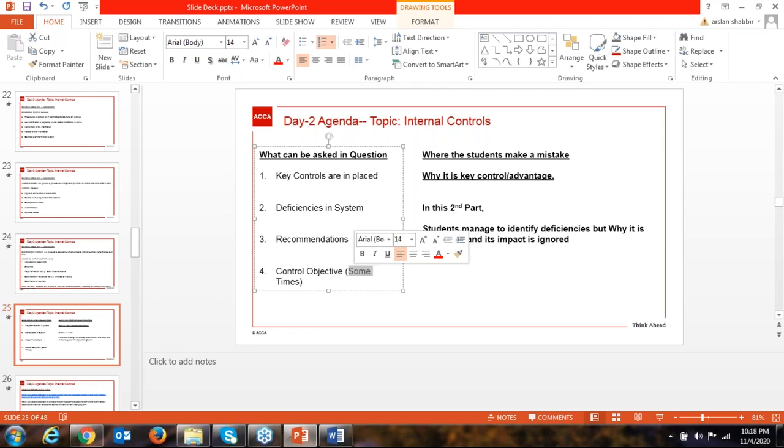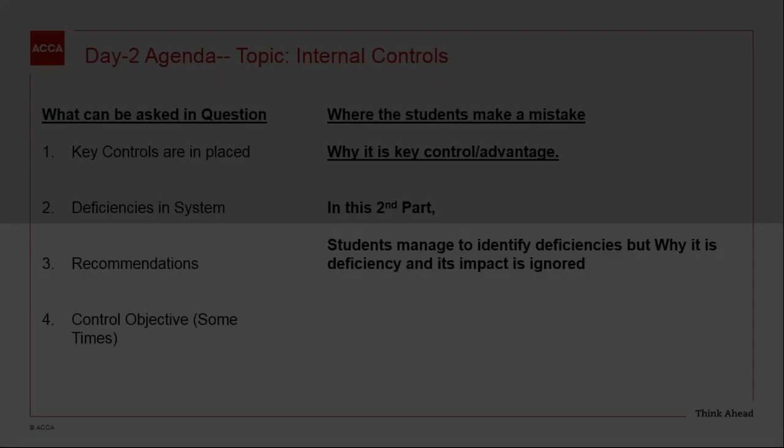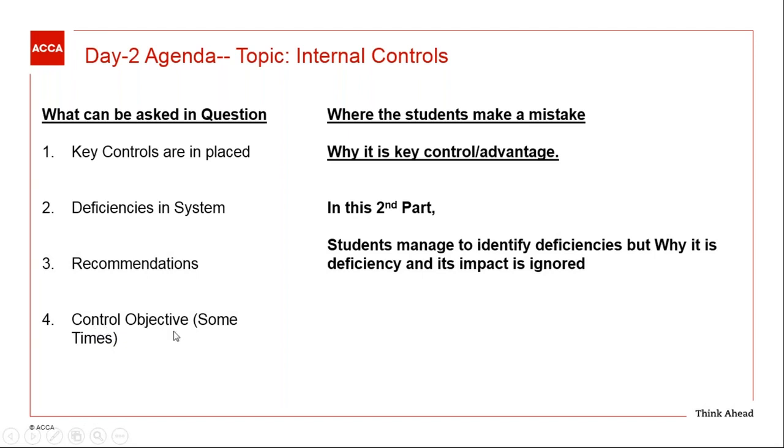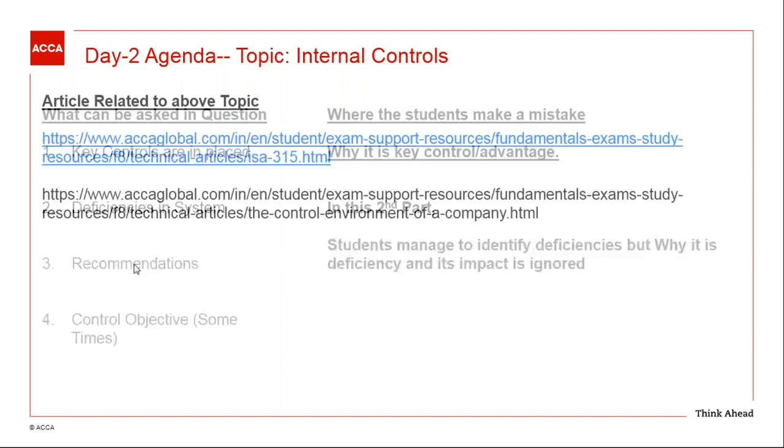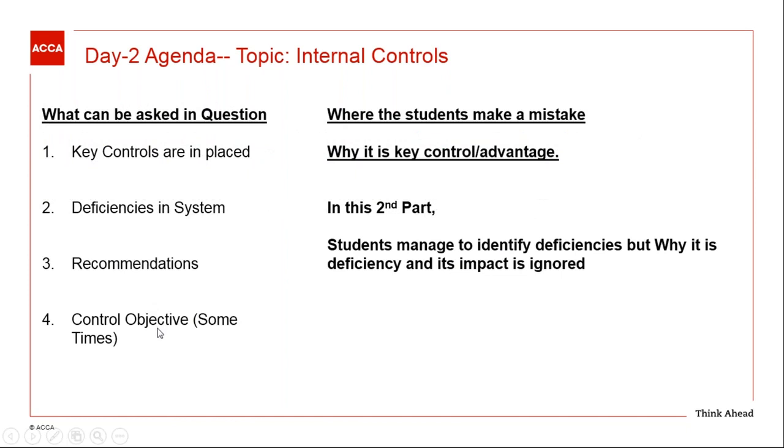Sometimes the examiner asks you about the control objective, but that has been done maybe one or two times, though it can be tested in the exam. But the questions majorly tested by the examiner are: key controls in place, deficiencies in systems, and recommendations. So the examiner asks you to give an answer on these three topics.